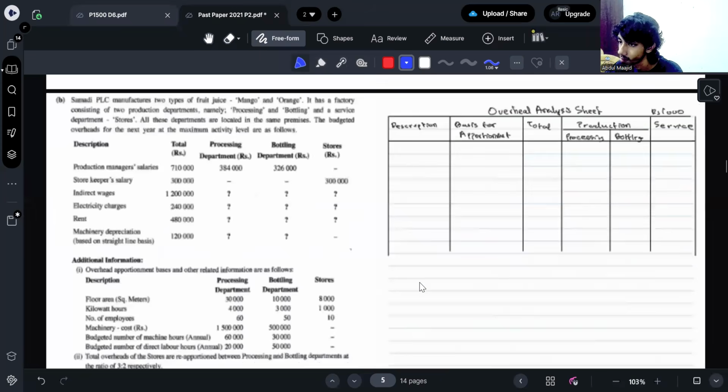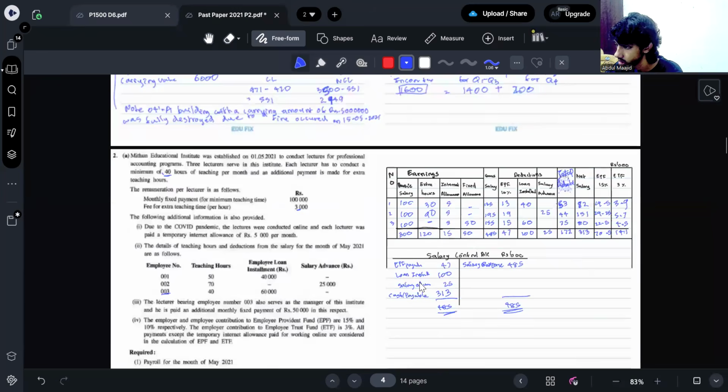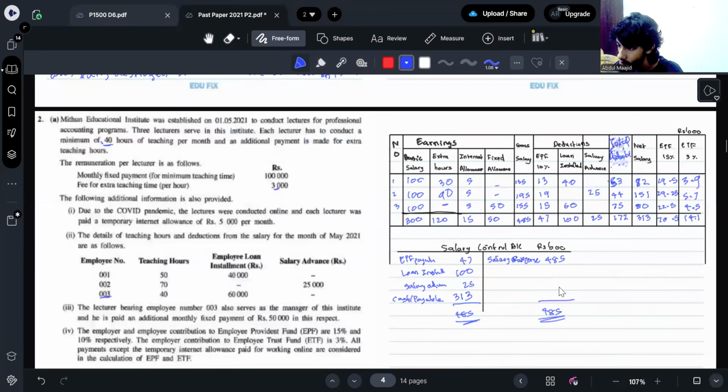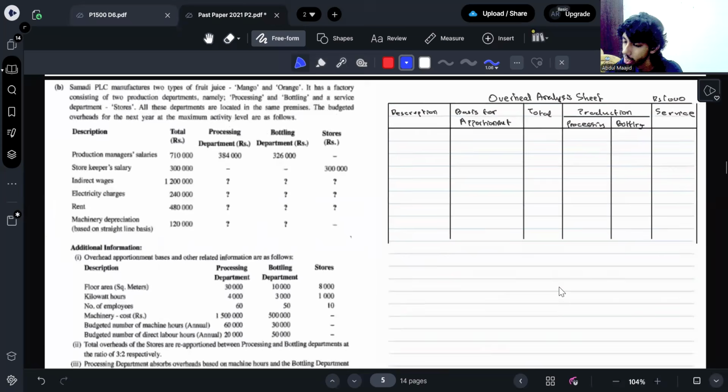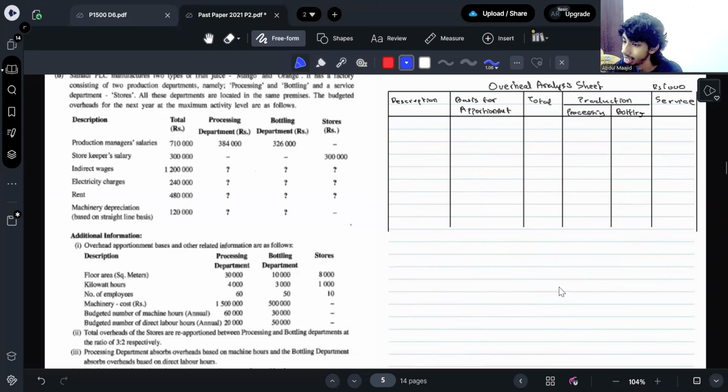And the B part of this, the pay sheet and the salary control account. B part of this: Samadhi PLC manufactures two types of fruit juice, mango and orange. It has a factory consisting of two production departments, namely processing and bottling, and a service department, the store. All these departments are located in the same premises. The budgeted overhead for the next year at the maximum activity level are as follows.